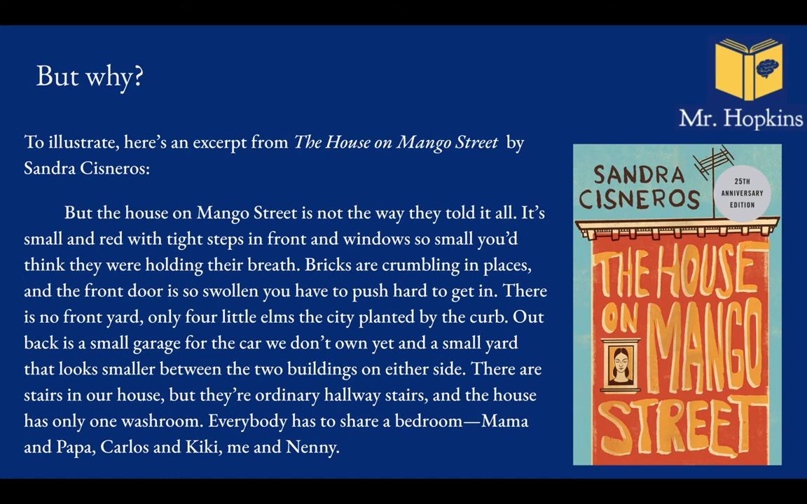Now, upon analysis, you can really see and smell this red crumbling house. You can visualize this house that's crammed between other houses with only a tiny yard in the back and a couple of trees out the front. The author includes tactile imagery, so you can imagine yourself struggling to open a door that is so swollen you have to push hard to get in. It's obvious that the author has used imagery to describe the scene.